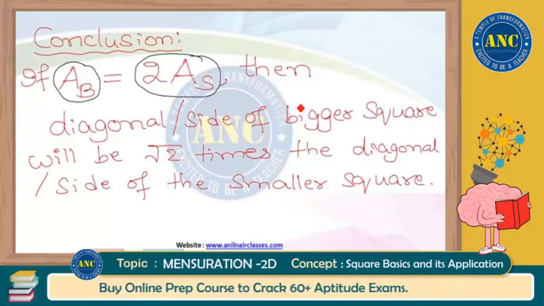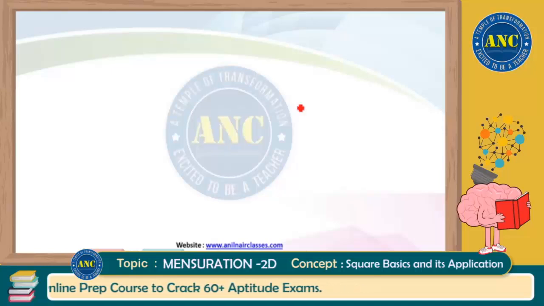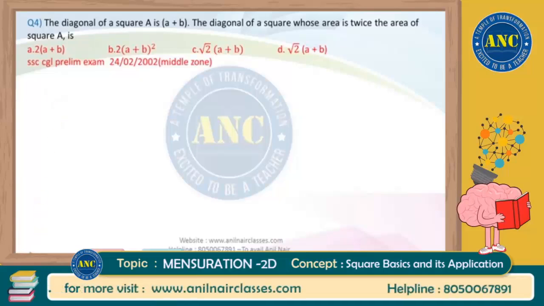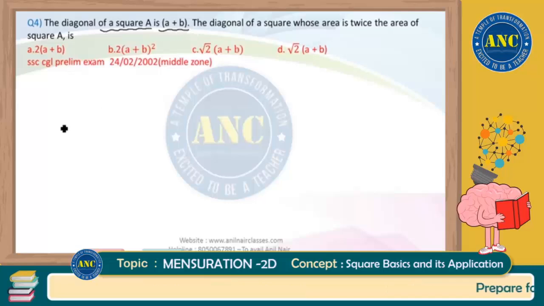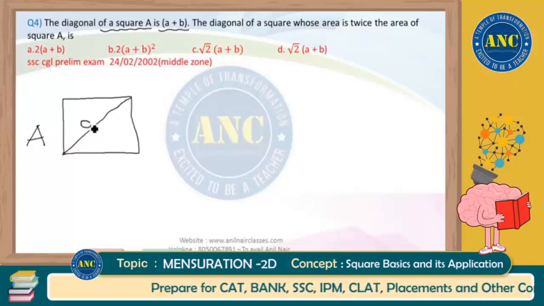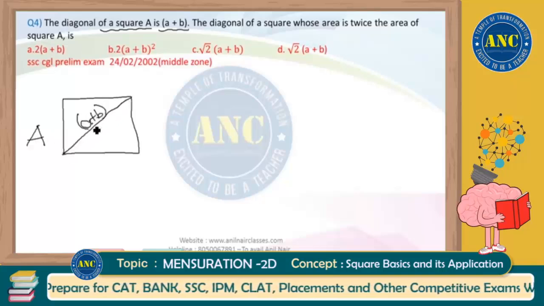Now, why did you tell this conclusion, sir? Because there is a very beautiful question which came in the year 2002, and you can answer it right now, probably without using a pen, and that too in 1 second, if you have understood the conclusion from my previous problem. The diagonal of a square A is a plus b. That means I have a square. The name of this square is square A. The diagonal is given as a plus b. Beautiful. This is the first statement.